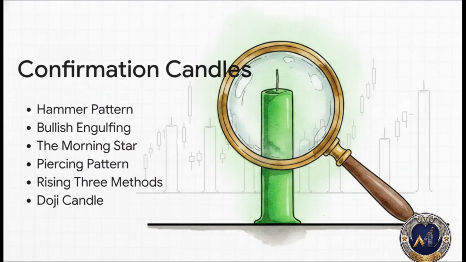Now for Section 5, Candlestick Confirmation Patterns. As we've discussed, we absolutely need confirmation before we enter any trade. According to our technical data, particularly if you are trading the Indian stock market, these are the most important candlestick patterns you really must memorize. We have the hammer pattern, bullish engulfing, the morning star, piercing pattern, rising three methods, and the doji candle. When you see a retest hold its ground and then one of these specific patterns forms, well, that is your actual green light for a safe entry.